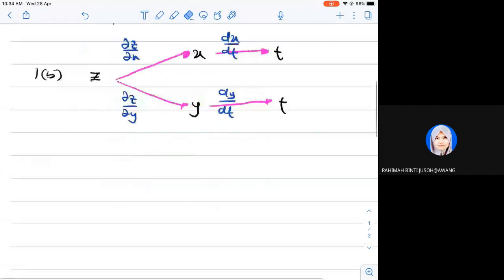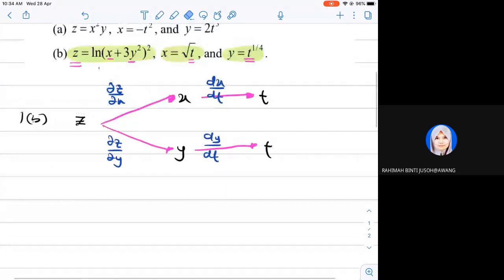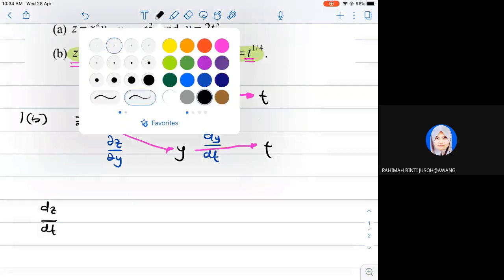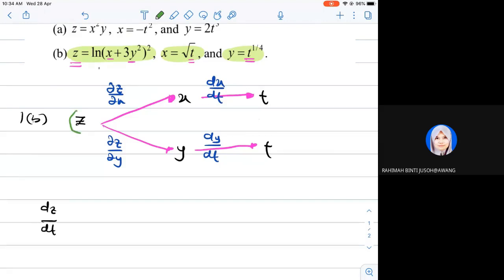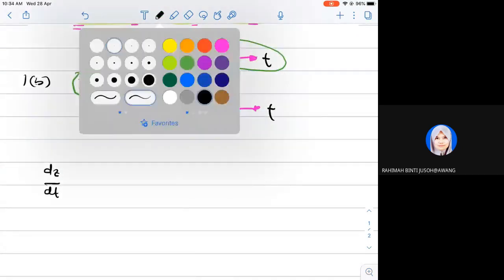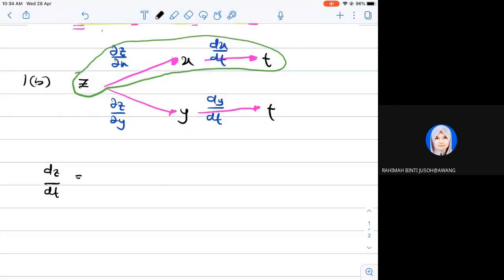Okay, so now let us build the chain. The question asks you to find dz over dt. So the movement should be from z. We should move from z, goes to x, and then goes to t. That is the first path. So the operations involved here are del z over del x multiplied with dx over dt. That is the first path, laluan yang pertama.